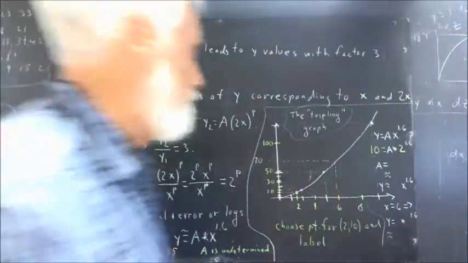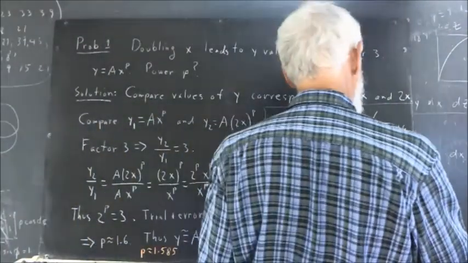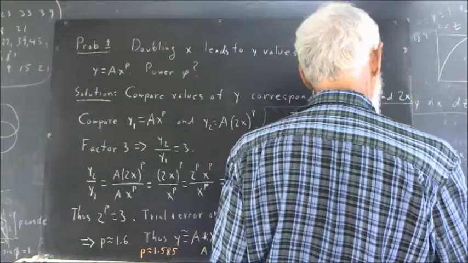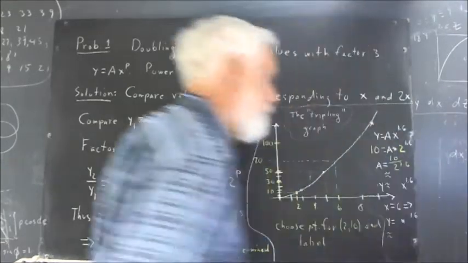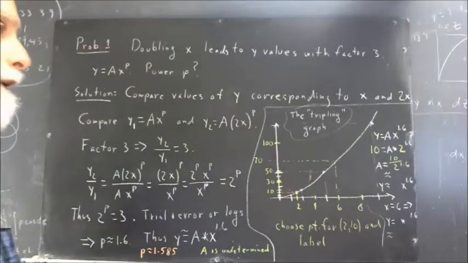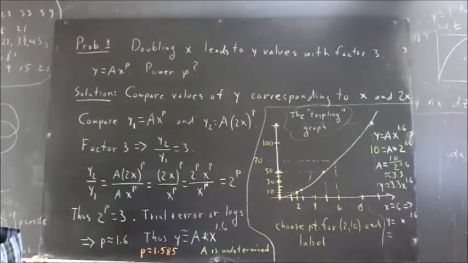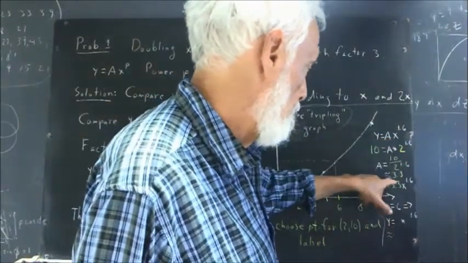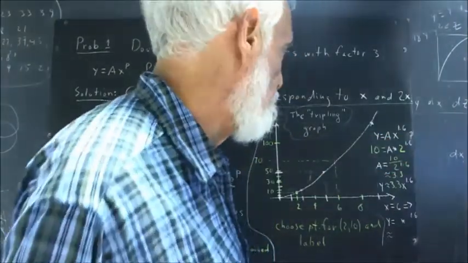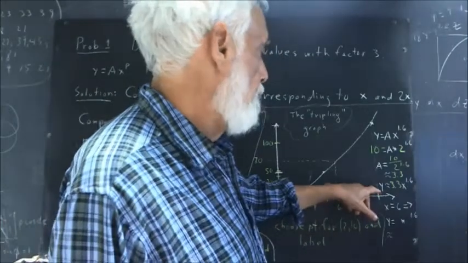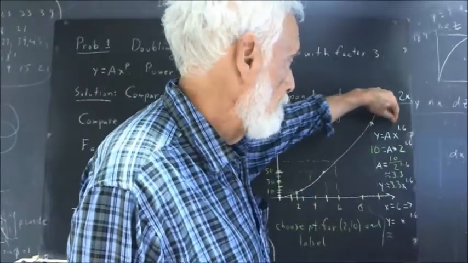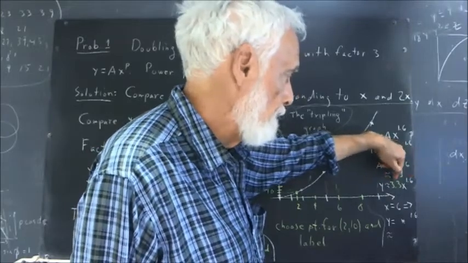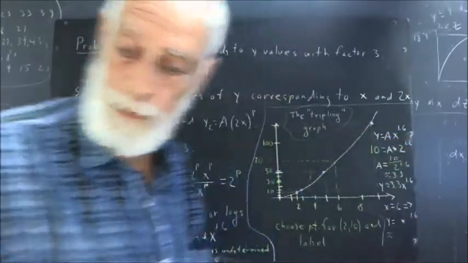Our value of a is going to be what? It's going to be 10 divided by 2 raised to the 1.6. Now we can go to our calculator and calculate 10 over 2 to the 1.6. We get approximately 3.3. So now our function y equals ax to the 1.6 becomes the specific function y equals 3.3x to the 1.6.